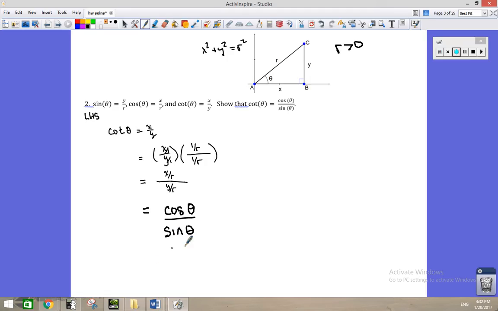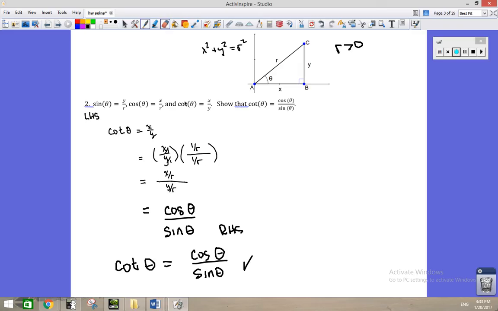And now I have it, because this is the right-hand side. We have shown that the cotangent of theta, by using the definition and properties of arithmetic and substitution, is equivalent to cosine of theta over sine of theta. So that's a big check that yes, that identity is true. We've verified it. We've shown that it's true.